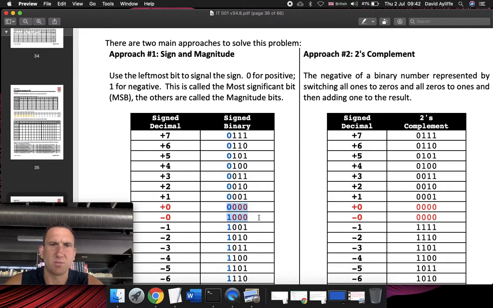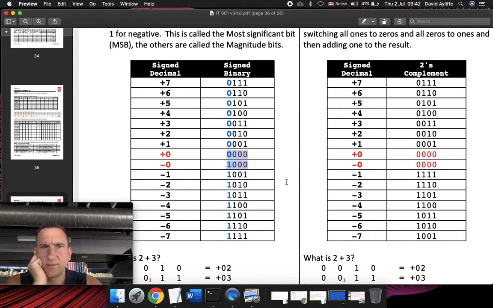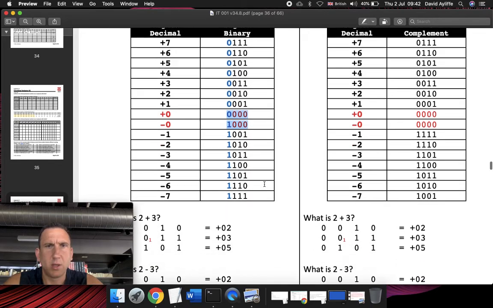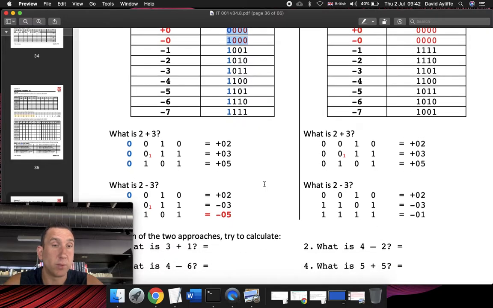But this is the first problem we've got. We can see we've got 2 values for 0. Now, if we went with this approach, this would be a huge problem for engineers, because checking for 0, you would have to do twice. You would have to check for positive 0 and check for negative 0. Engineers wouldn't like that one bit. So that's the first problem. Let's see if there are any other problems with it.